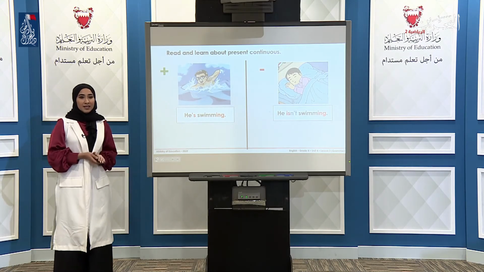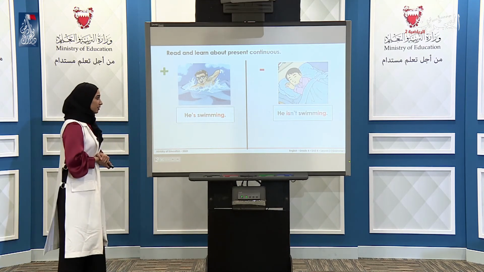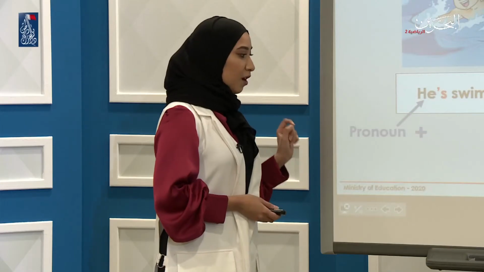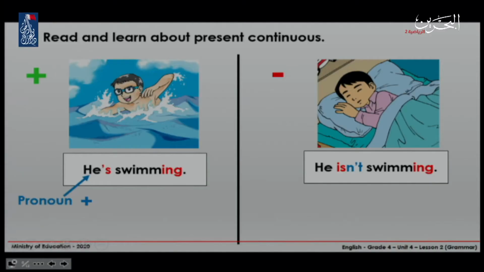Now, let's start with the structure of the affirmative sentences. First, we start with the pronoun, and in this example, it's he, followed by verb to be. In this example, it's is. And then we add the verb plus ing, which is swimming.